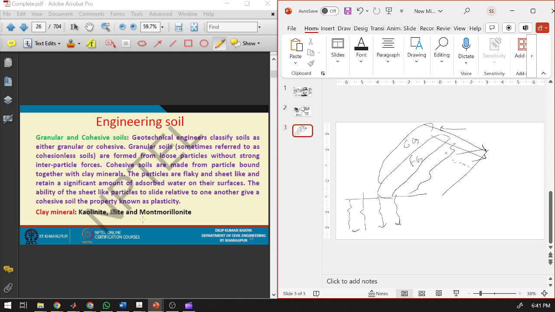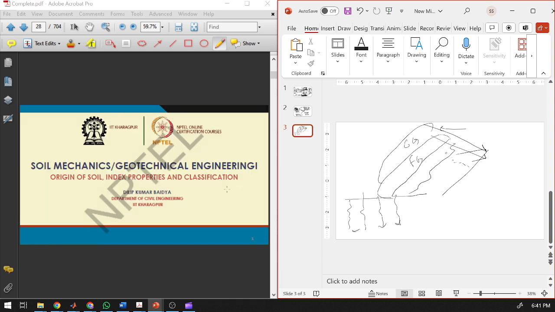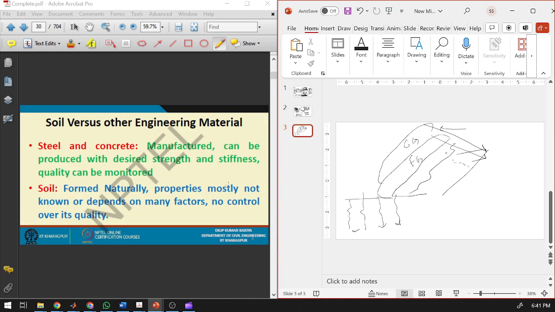Clay minerals are kaolin, illite, montmorillonite. Okay, soil versus other engineering materials. We know these properties. We have already talked about the heterogeneous material of the soil.